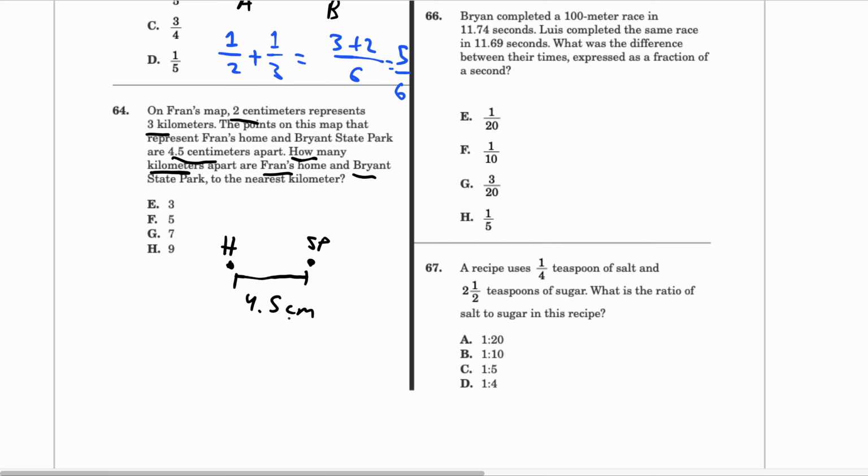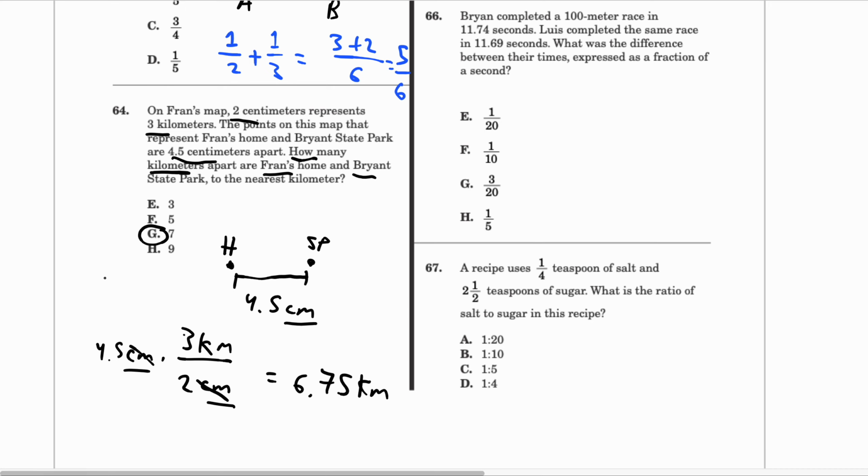And we're asked how many kilometers apart are Fran's home and Bryant State Park. So we have to convert these centimeters into kilometers. So we know that we have 4.5 centimeters, and 2 centimeters represent 3 kilometers, right? So we're writing it this way with the centimeter unit on the bottom, so that it cancels out with the 4.5 centimeters. Then we just do the multiplication: 4.5 divided by 2 is about 2.25, times 3 is 6.75. So that's closest to 7.